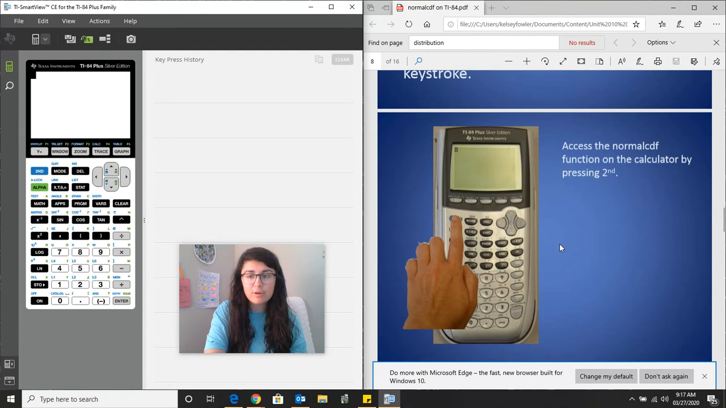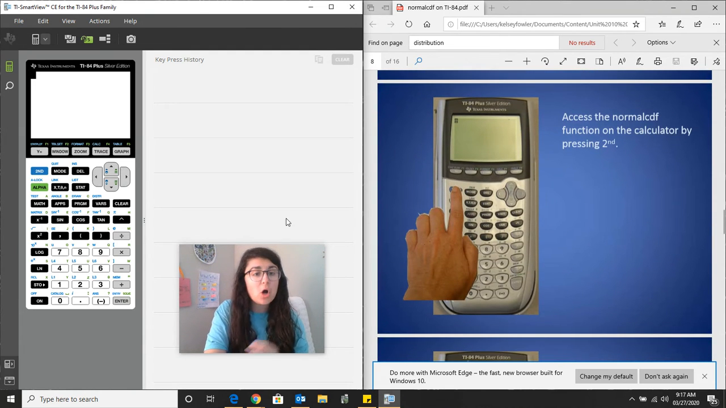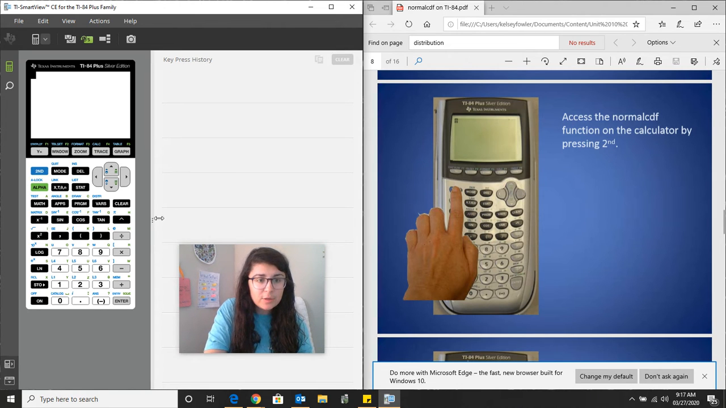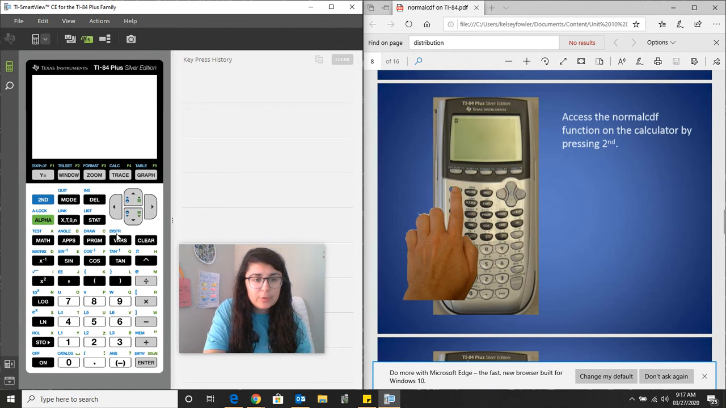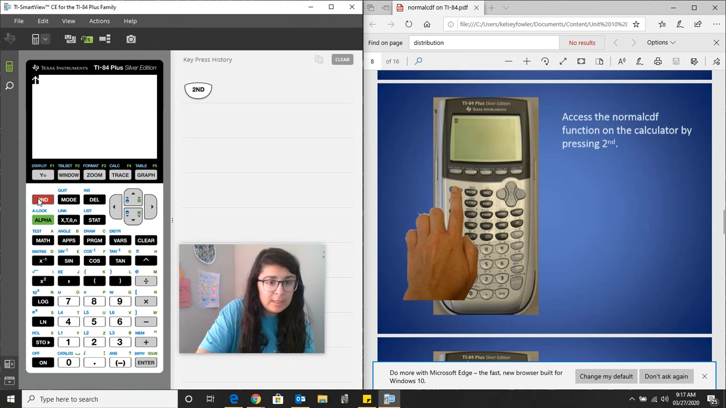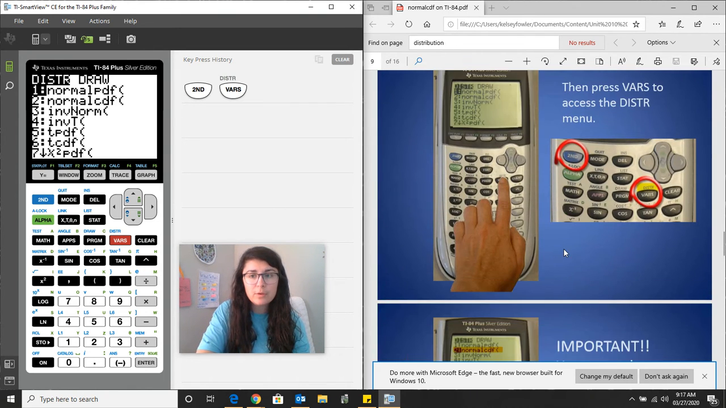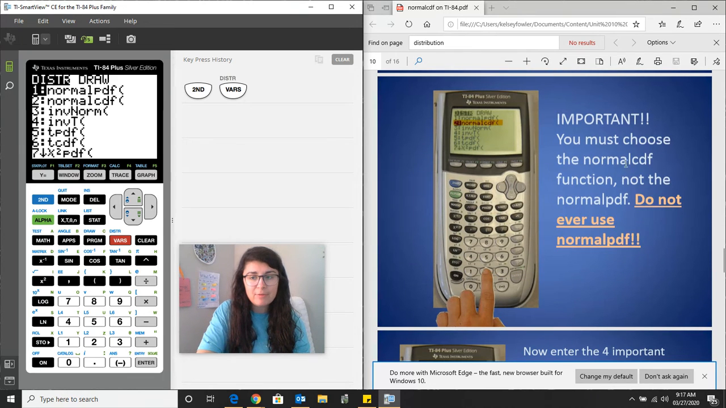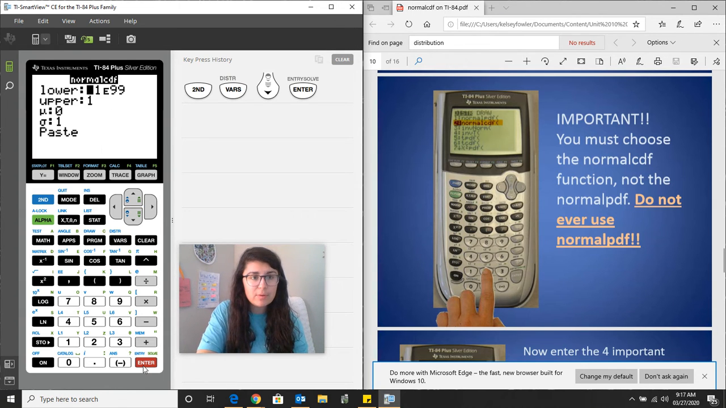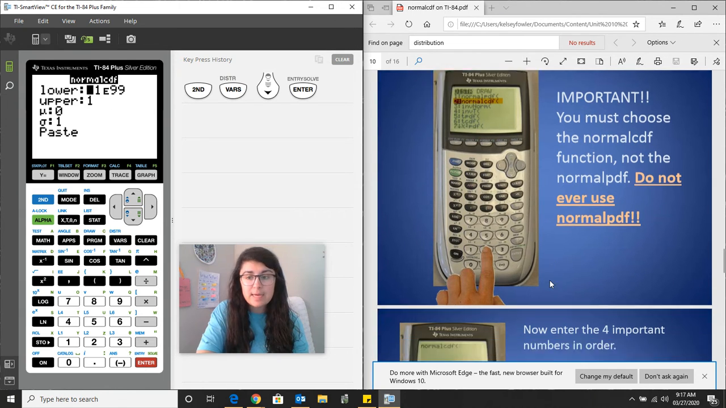We're going to have to tell the calculator a lot of information, but it's all located under this. Hopefully you can see my calculator over here. It's all located under this blue distribution thing, right? Like the normal distribution. So we're going to go to the blue button and we're going to press VARS so that we access the distribution menu. You are going to use the normal CDF function. Do not ever use normal PDF. Use normal CDF, okay? So choice number 2, I'm going to press enter, and let's talk about what's happening.